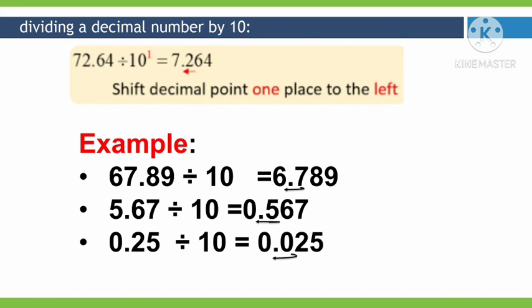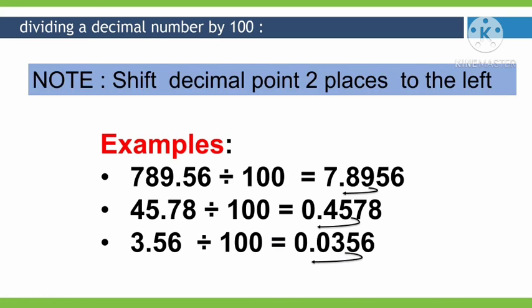Check the second example, 67.89 divided by 10. So here the divisor is 10, a 1 and a 0. So shift the dot to the left one place. So the answer is 6.789. Next example, 5.67 divided by 10. So it is 0.567. Check the last one. We have 0.25 divided by 10. So we want to shift one place. Actually it is 0 there. So you have to add one 0 in front of 2. So your answer is 0.025. I hope it's clear, children.